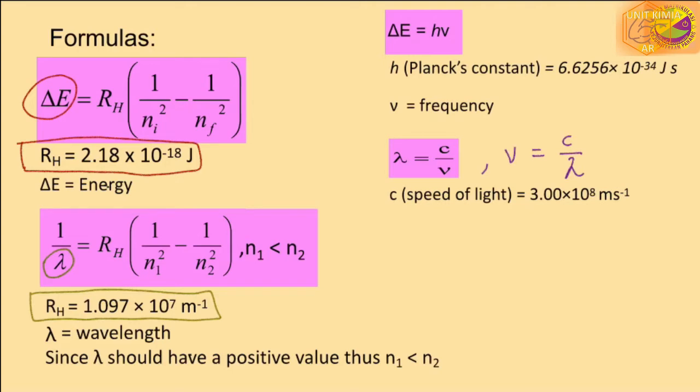This rearranged formula can be used to substitute into the third formula, and we will get the fifth formula, delta E equal hc over lambda. Now let's gear up and see some examples and questions.